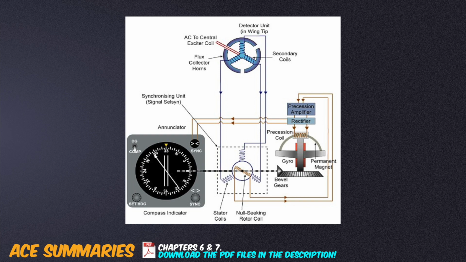The remote indicating compass, or RMI, is a combination of a directional indicator and a compass. It includes a gyroscope which can be slaved to the magnetic detector unit. It's essentially a self-correcting gyroscope.